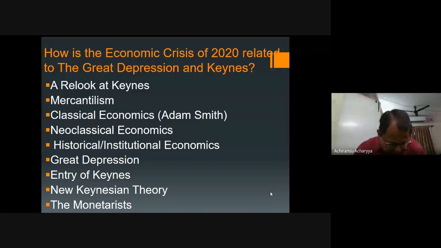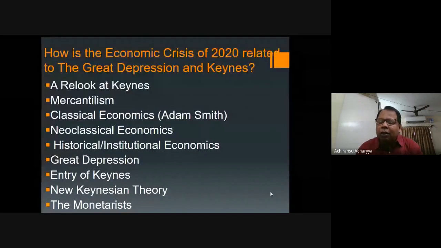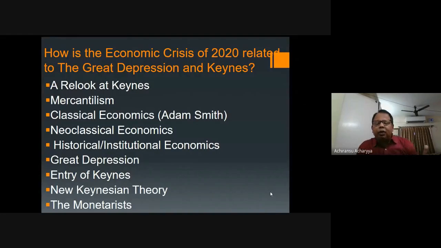So now, given that we are in a situation where we have an economic problem and we have to solve that problem, we want to look into whether this economic crisis of 2020 can be related to the Great Depression and to Keynes. Previous to this crisis, we had another crisis in the 1930s, which was called the Great Depression, and it has a lot of similarity with this, which I will show with this problem also. There was a huge fall in growth rate, there was high unemployment, there was a failure of institutions.